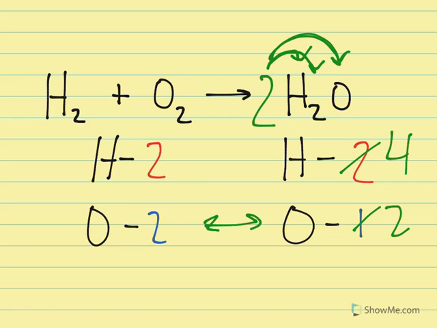We have 4 hydrogens on the right, so the only way to get 4 on the left would be to put a coefficient of 2 out front here. 2 groups of 2 hydrogens is 4, and now everything is balanced.